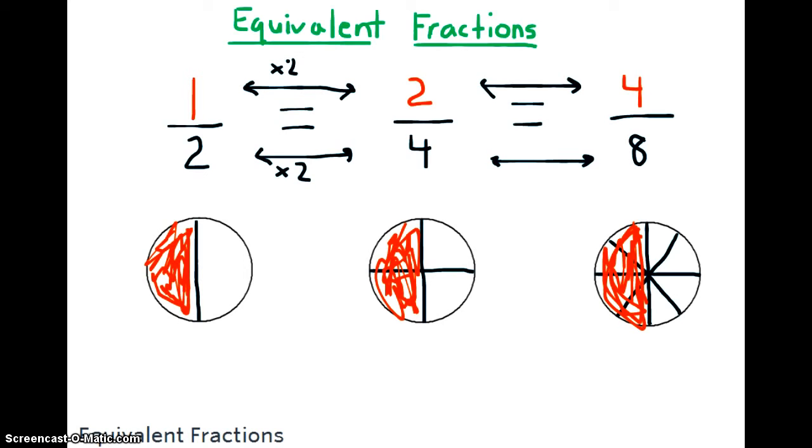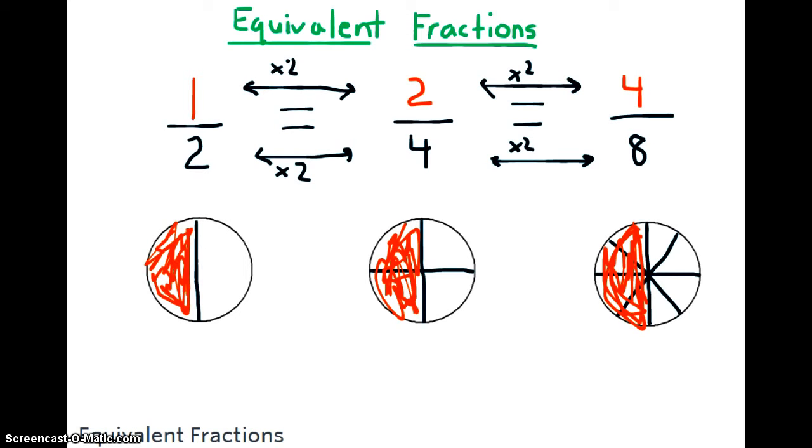And I did the same thing for this fraction. 4 times 2 is 8. 2 times 2 is 4. Now, you can see in our visual representation, 1/2, 2 fourths, and 4/8 take up the same amount of space. All I had to do mathematically was multiply the numerator and denominator by the same number. It can be any number, but it's the same number.